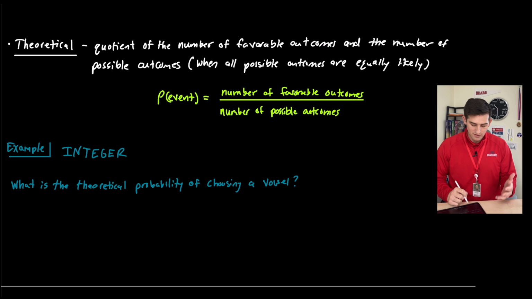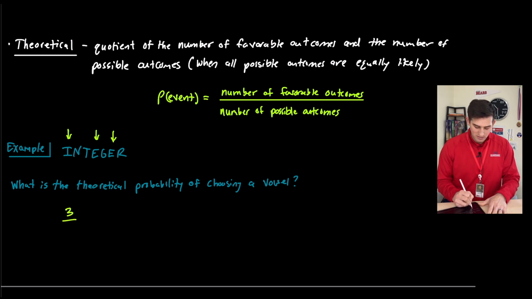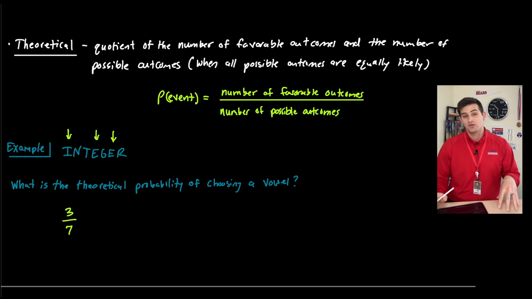Now I know there's 2 E's in there, but they're different, right? And so what's the theoretical probability of choosing a vowel? Our vowels here, we have I, we have E, and we have another E. Our other letters are N, T, G, and R. Those would be consonants. So the probability that we reach in the bag and pull out a vowel, well, we have 3 vowels in the bag. How many total cards are in the bag? There are 7. So we'd say our theoretical probability is 3 over 7.